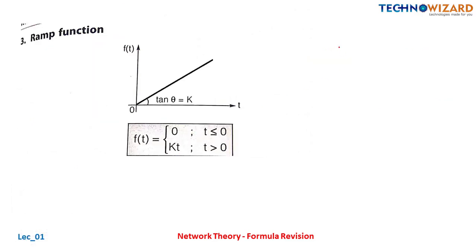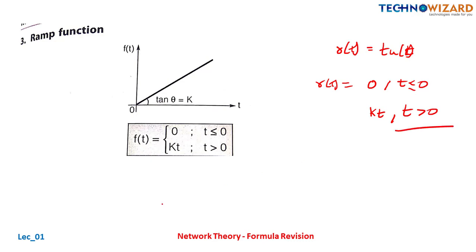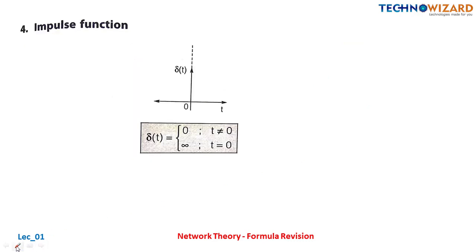Here, the ramp is defined as r of t, and it is also written as t times u of t, a function of step. r of t is given as 0 for t less than or equal to 0, and it will be equal to kt for t greater than 0. Remember. Next one is our impulse signal.